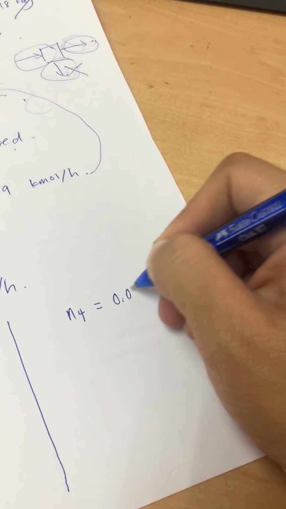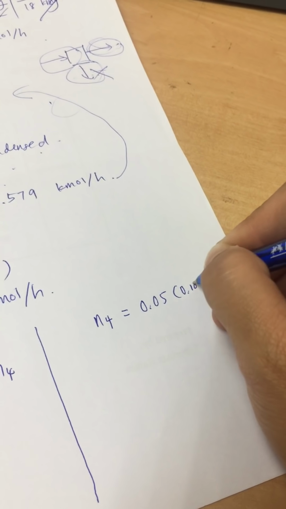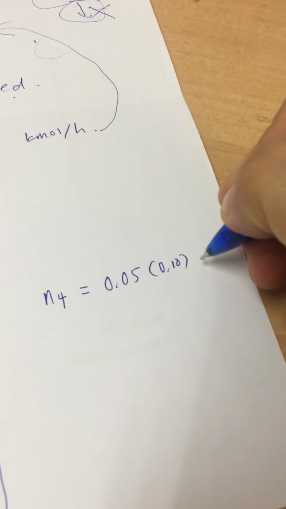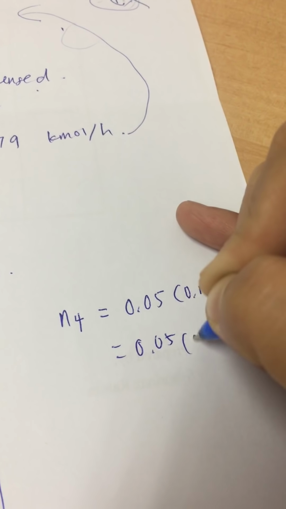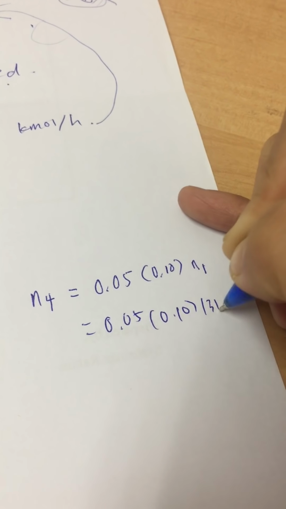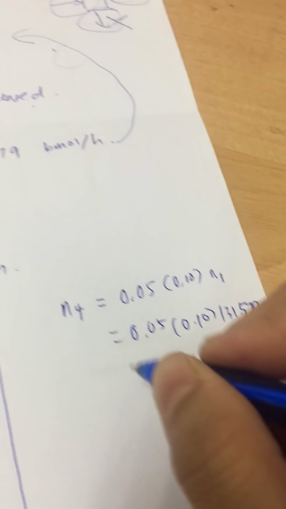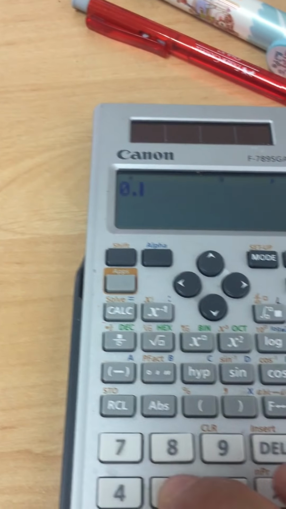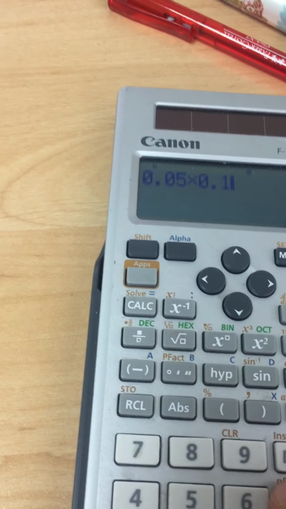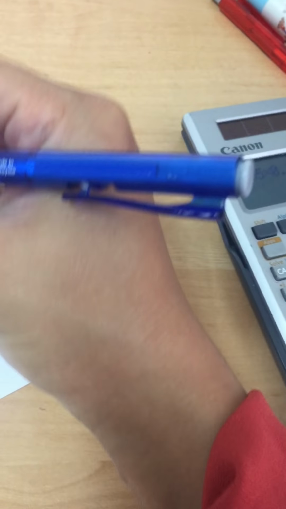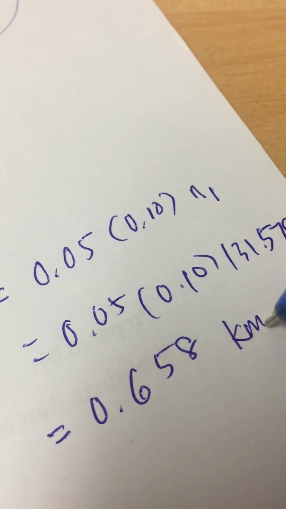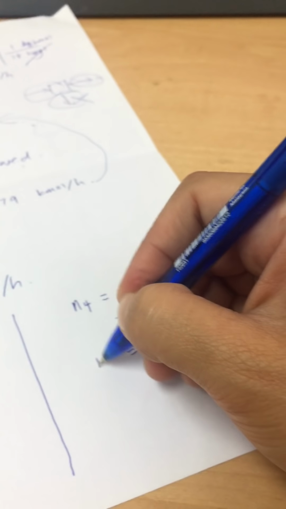N4 is 0.05 times 0.1 of N1. So 0.05 times 0.1 times 131.579 equals 0.6579, about 0.658. The unit would be kilomole per hour. That's N4.